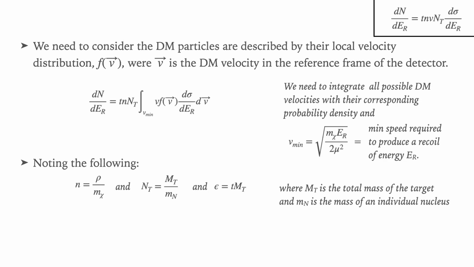Yeah. So our number density is equal to the density divided by the mass of the dark matter particle. The number of targets is the total mass of our target, so this would be the mass of your crystal or the mass of your target, divided by the number of nucleons. And this T here is essentially the lifetime of the detector, or the lifetime of your exposure, the time that you run your experiment, times the mass of your target.